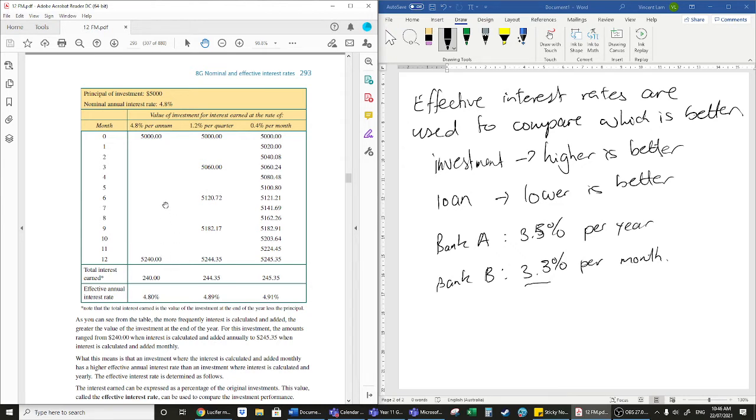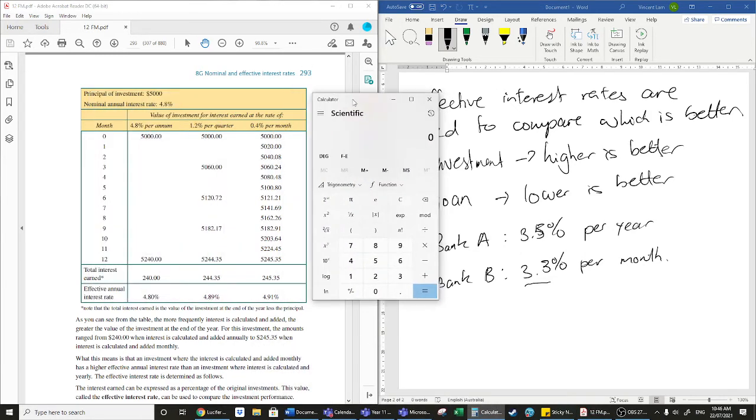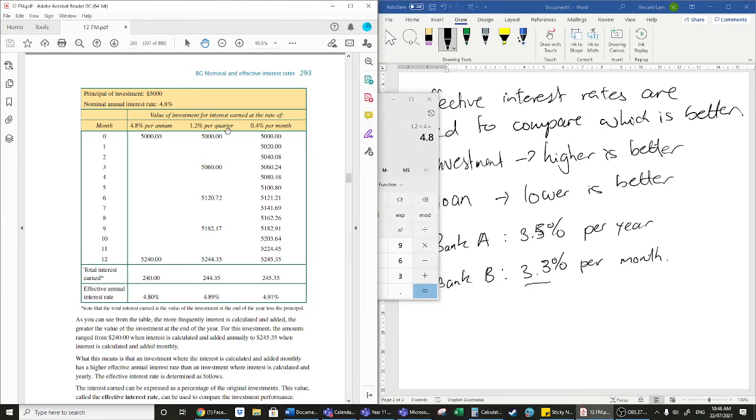It's charged once. However, if you look at the second one, it's only 1.2% per quarter. Now there's 4 quarters in a year, and if we multiply 1.2 by 4, we go back to the 4.8%. However, we're doing it every quarter. We're doing it 4 times within the year. So if you look at it, 1.2% of 5,000 gives us 5,060, and then you do 1.2% of this, and that gives you 5,120.